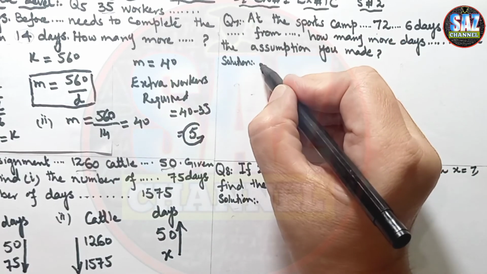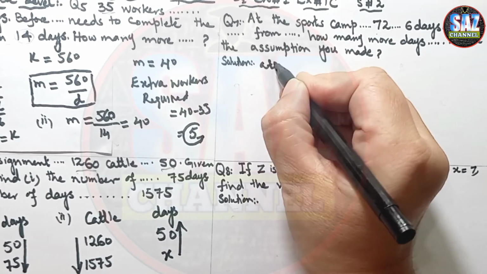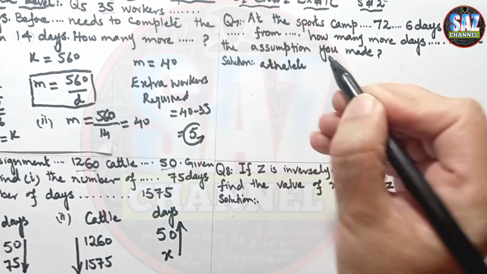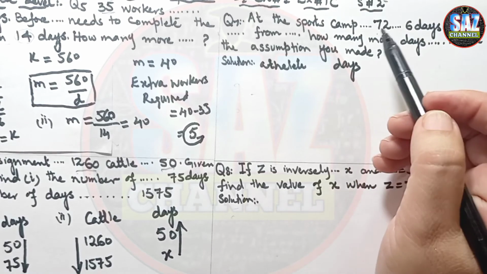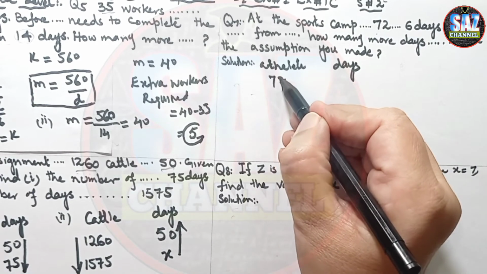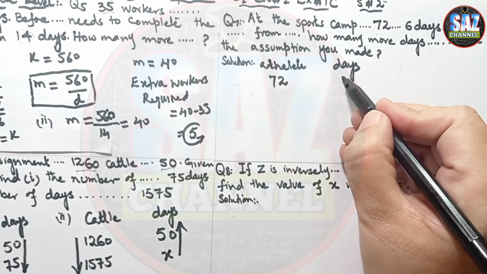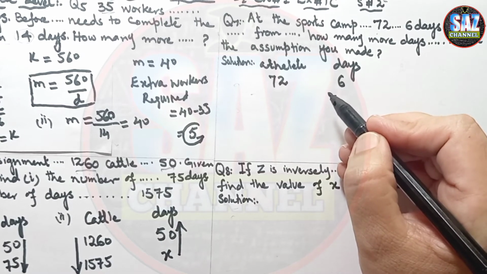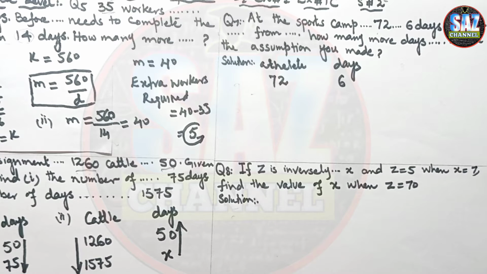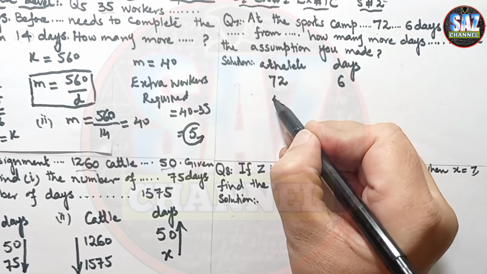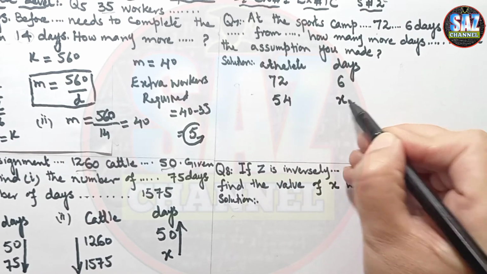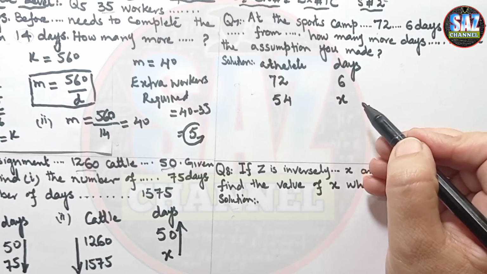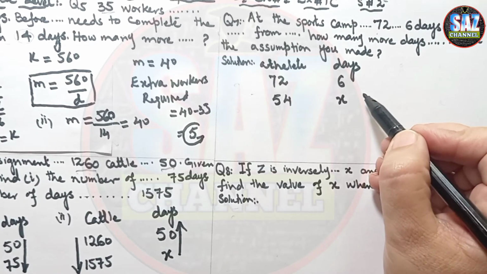We can write it in this form: athletes and days. If there are 72 athletes, they can consume the food for 6 days. Now what happened? 18 athletes have not joined. So 72 minus 18 will give me 54. And we do not know for how many days the food will last with them, so we are supposing that that is X.